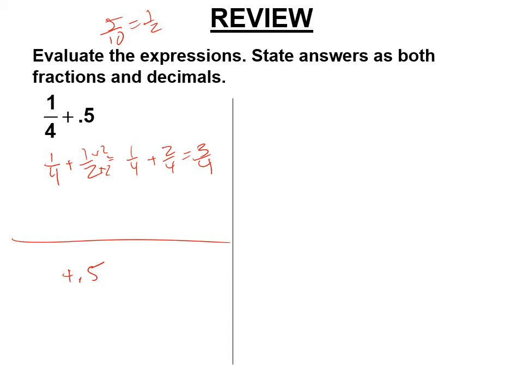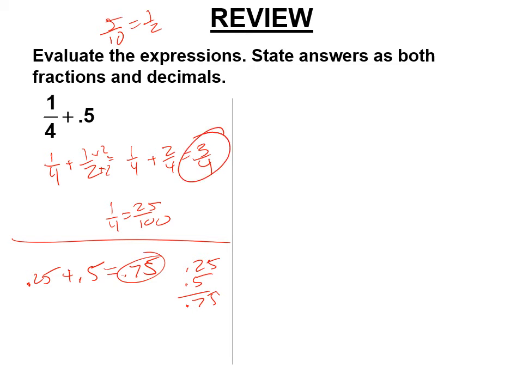1/4, you're supposed to have memorized, is 25 hundredths, which is 0.25. So 0.25 plus 0.5, lining up our decimal, is 0.75. 0.75 and 3/4 are the same amount, just in a different form.